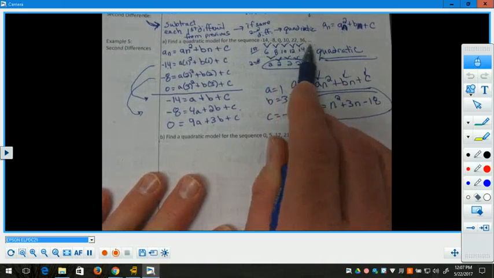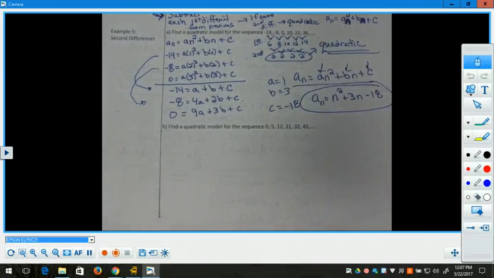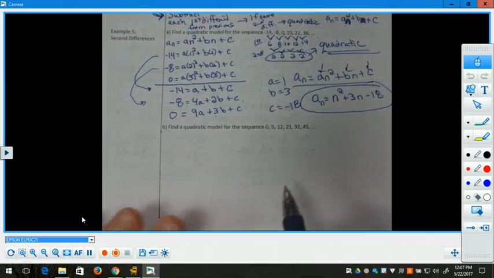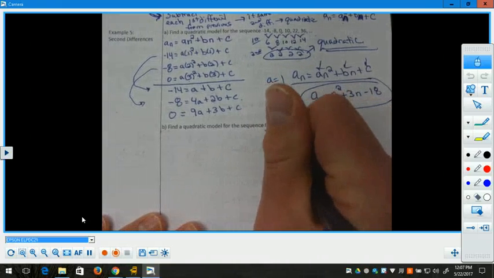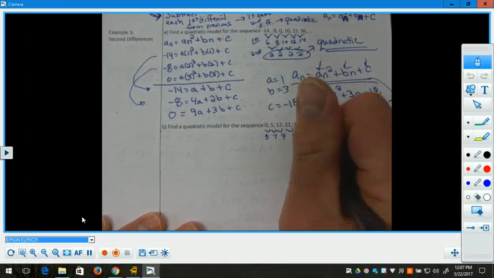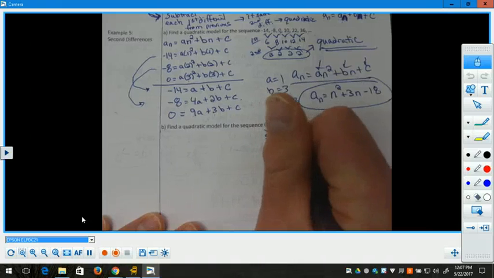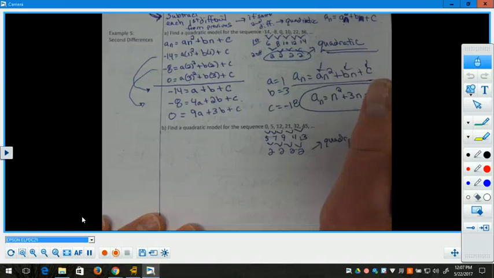Take a moment to pause the video and try this for letter B. If you do this correctly for letter B, then you got the first common difference of 5, 7, 9, 11, and 13. Second common difference of 2. So again, a quadratic formula.